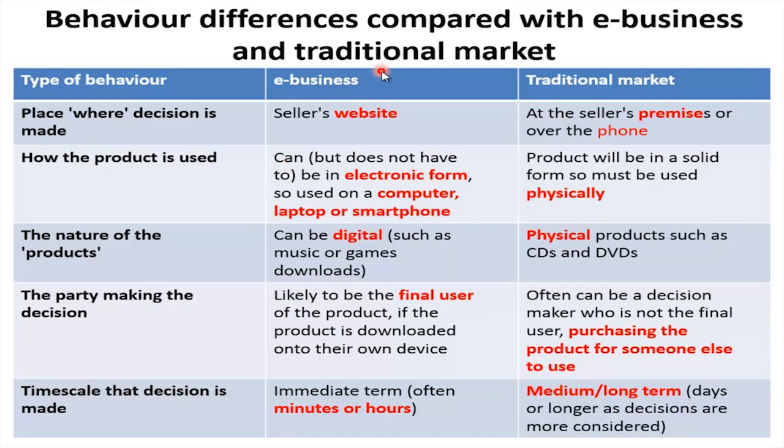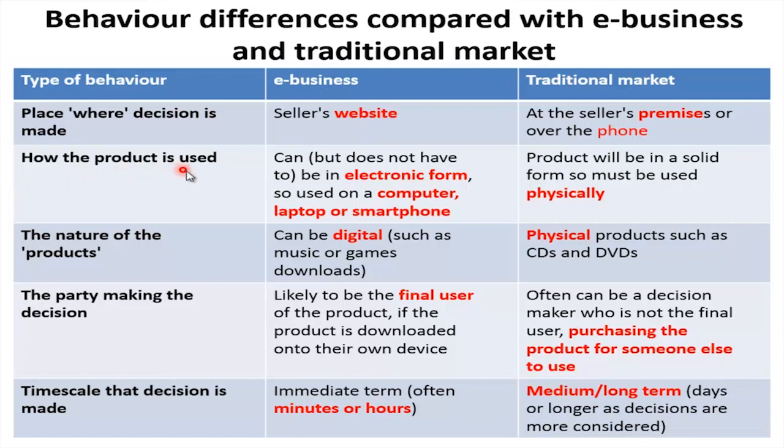Behavioral differences compared with e-business and traditional market. So, place where, type of behavior, we will understand this. Place where the decision is made. Where is it? In e-business, the decision is made on the seller's website. In the traditional market, it is decided on the premises or over the phone. So the decision is made on the seller's website in e-business.